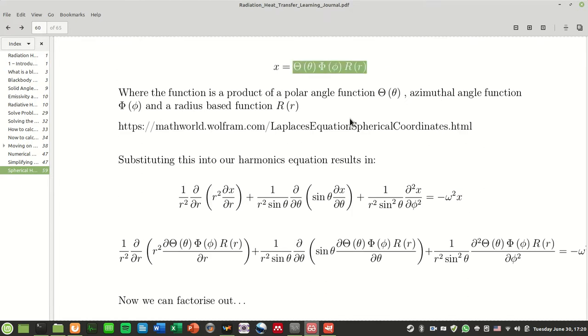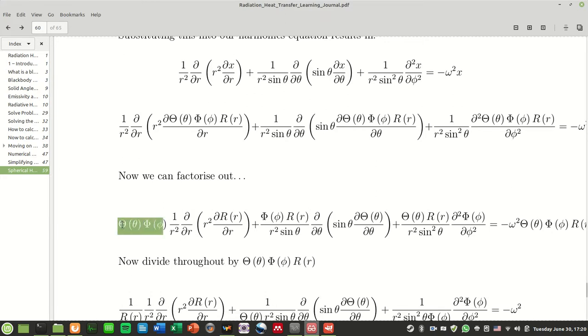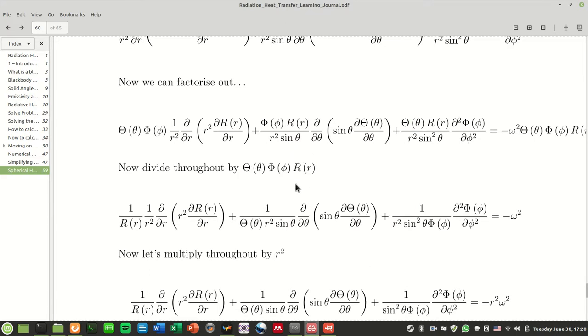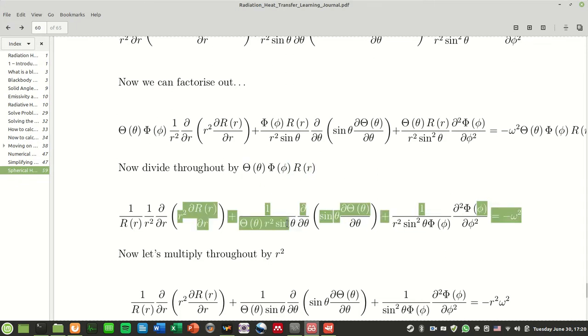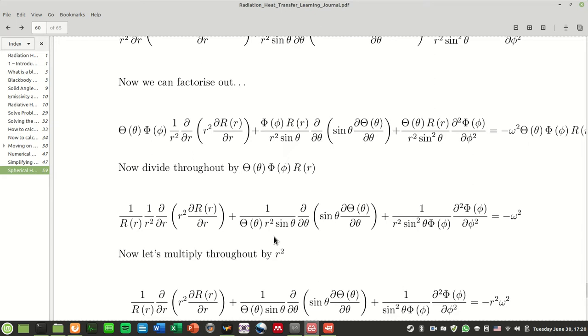So you just substitute it all in. We can factorize out all of this as I was saying just now, and divide throughout by x, where x equals the product of the theta, phi, and r functions. Okay, so we'll get something quite simple over here. Unfortunately, we are still trying to simplify the equations so that you have one term exclusively dependent on r, one term exclusively dependent on theta, and one term exclusively dependent on phi. All right, so that is what we are doing here.